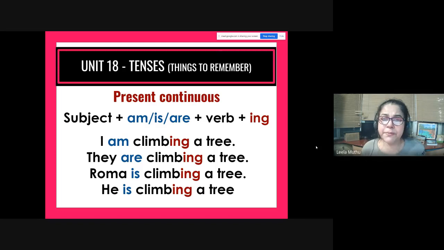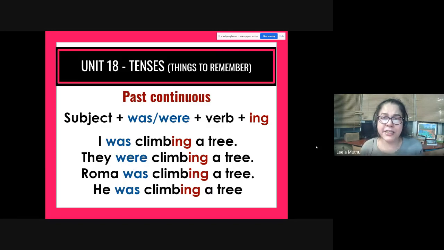Now we just go to the present continuous. For present continuous, we use subject plus am, is, or are plus the verb plus ing. So there's always a helping verb before the ing form of the verb. And the helping verbs are am, is, or are. So let's see. I am climbing a tree. You are climbing a tree. He, she, or it is climbing a tree. We are climbing a tree. You all are climbing a tree. And they are climbing a tree. Oh man, lots of people climbing trees, right?